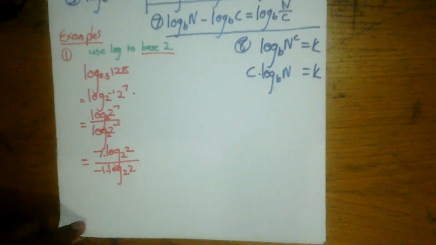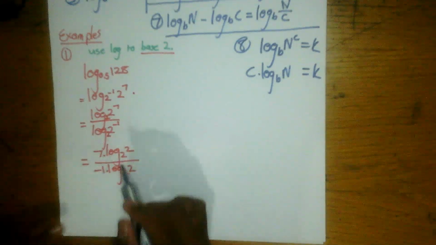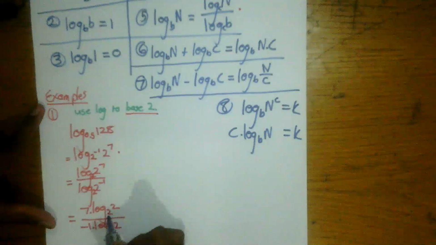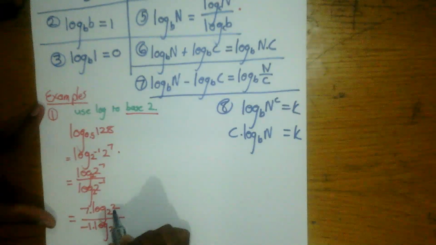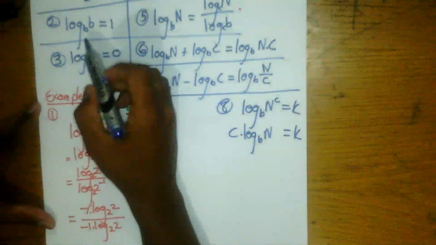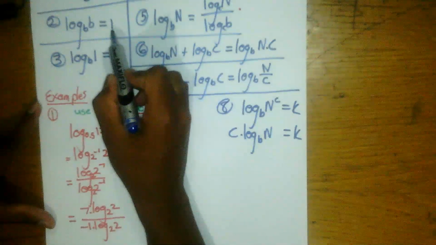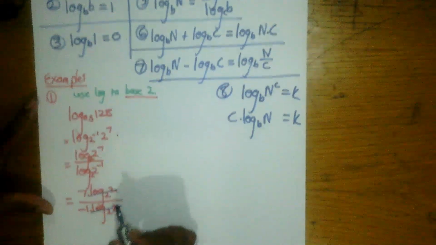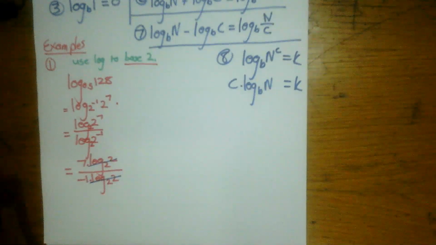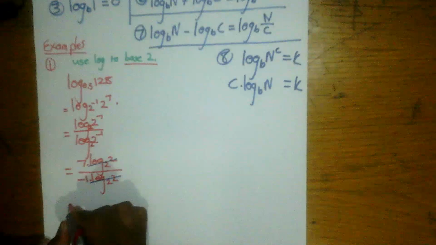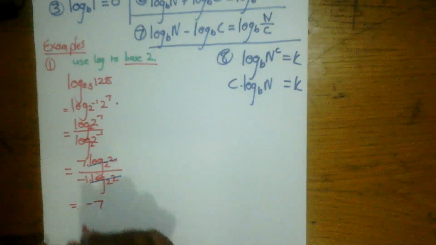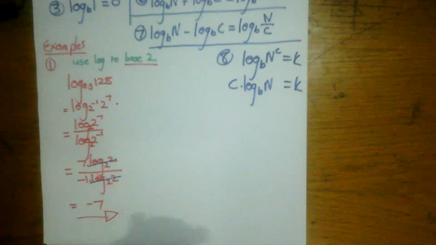So okay, now this is quite straightforward. As you can see, when the base and the number is the same, it's equal to 1. That means we can cancel out this and cancel out this, and we are left with minus 7.